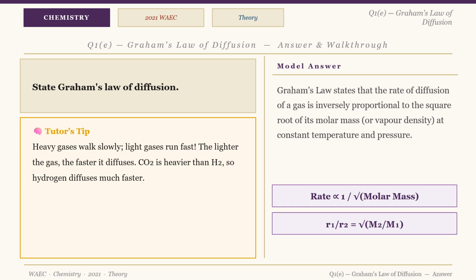Now this is what Graham's law states. Graham's law states that the rate of diffusion of a gas is inversely proportional to the square root of its molar mass or vapor density at constant temperature and pressure. I know it's a bit of a mouthful, but that's what it says there. Constant temperature and pressure. So now the formula is given as rate is inversely proportional to the square root of the molar mass, where R1 over R2 is equal to the square root of M2 over M1, which is the molar mass. So as I just said, you can see it clearer now.